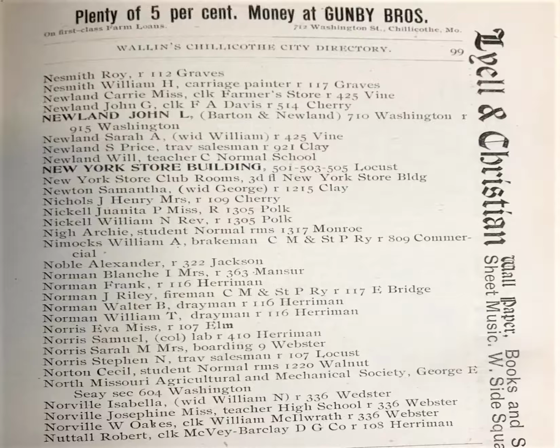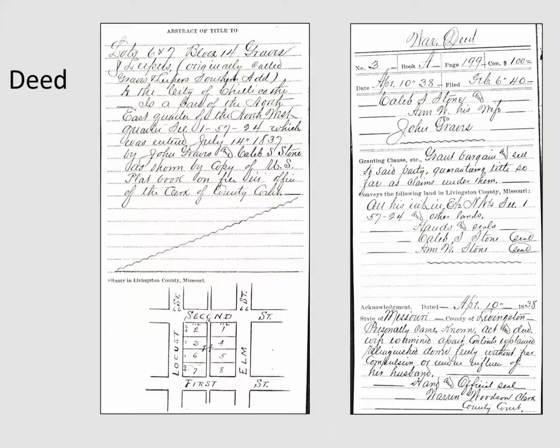This is a page from the 1899 directory. The family who built the house at Locust and First is shown here. It's Stephen N. Norris. It shows his profession as well as his residence. I'm not sure why their daughter Ava is shown at 107 Elm Street. I think that's some kind of mistake. And just remember that this earliest directory does not include a street guide, so you have to know names.